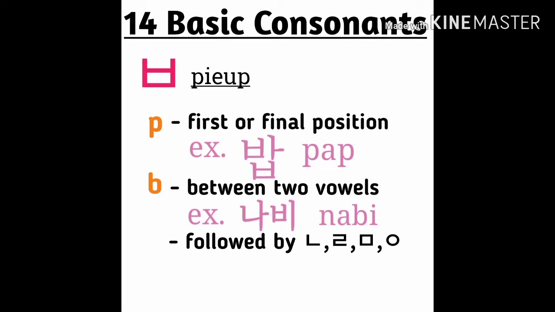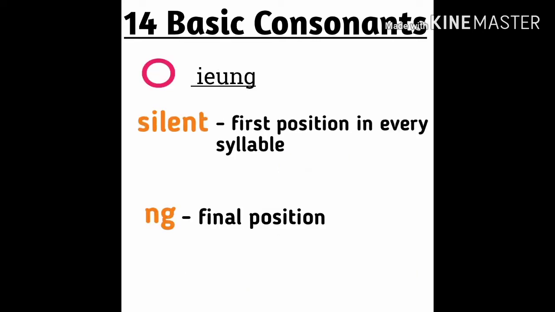Another one is when it is followed by nian, riel, miam, and iyeng. It will sound also as letter B. For example, this word. The piup is followed by miam. It will sound as tambe.